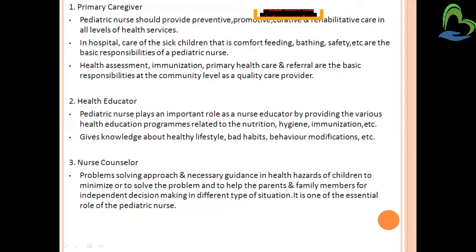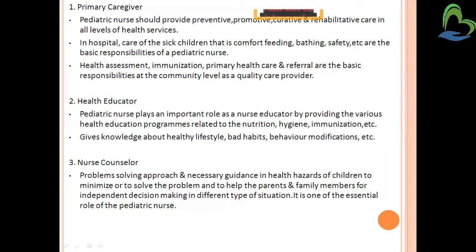Referral means, for example, if a child is severely ill and can't be treated at the primary health center, the child should be referred to the community health center. So that is called referral. That is, referred from one level to another higher level. So these all are the responsibilities of pediatric nurse at community level.